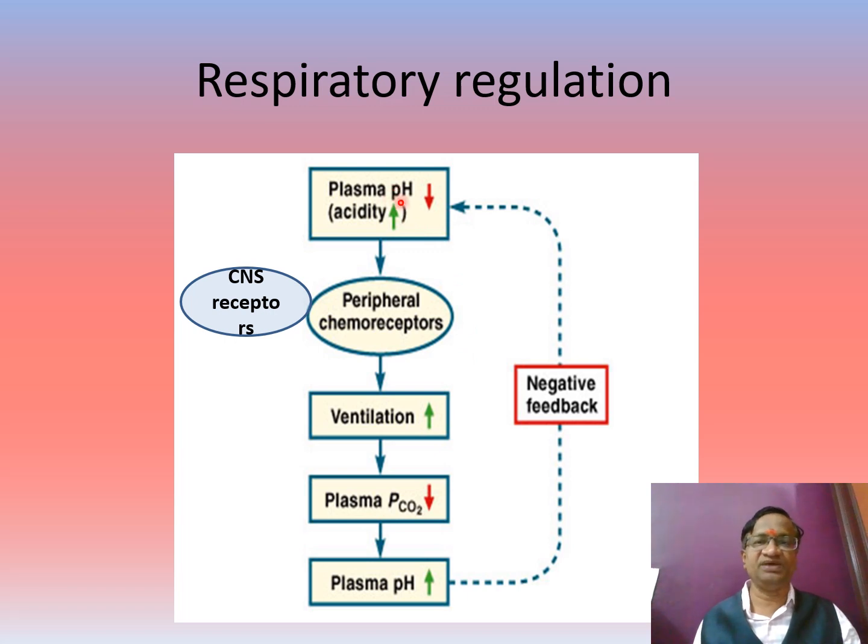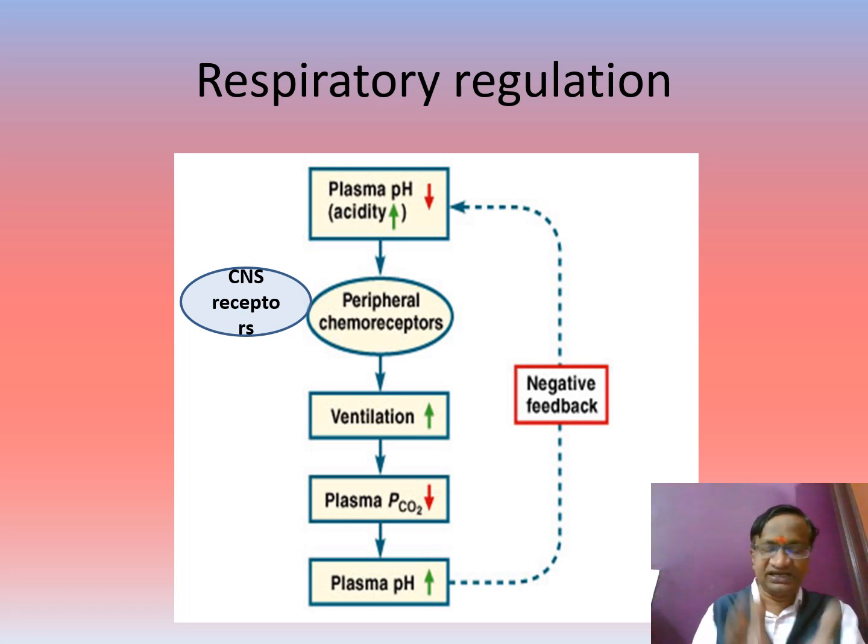Now the plasma pH is decreased, the patient has become acidotic, 7.4 to 7. Peripheral chemoreceptors are stimulated. Ventilation is increased. PCO2 is decreased. The pH increases. There is a negative feedback. CNS receptors. This is how respiratory regulation acts. There may also be central chemoreceptors.